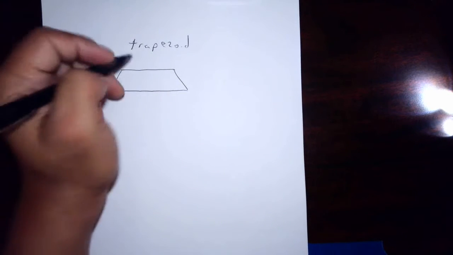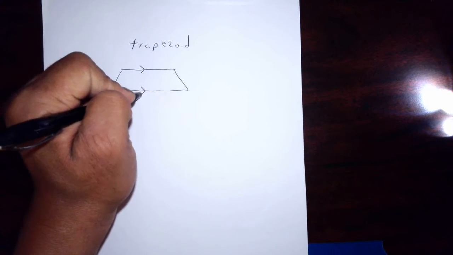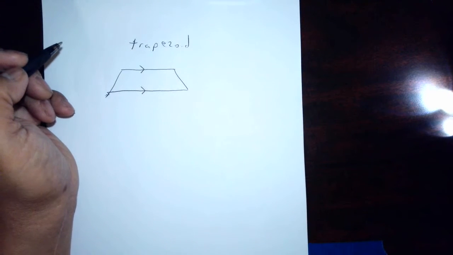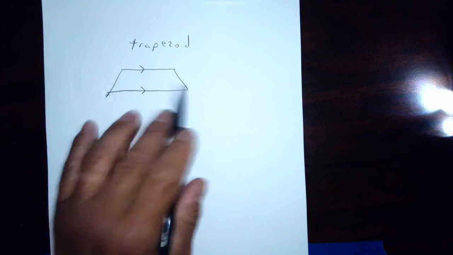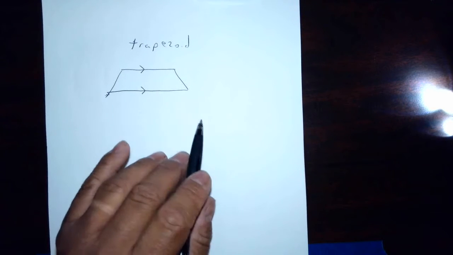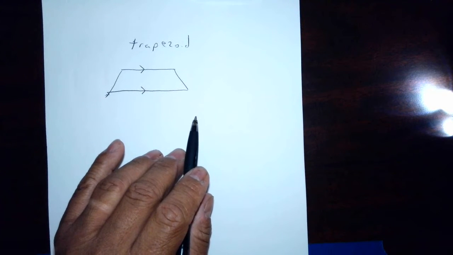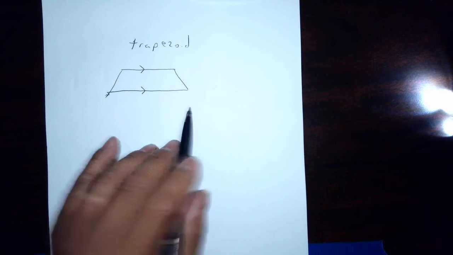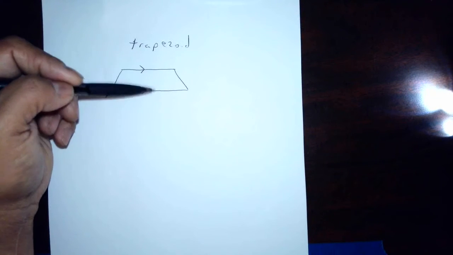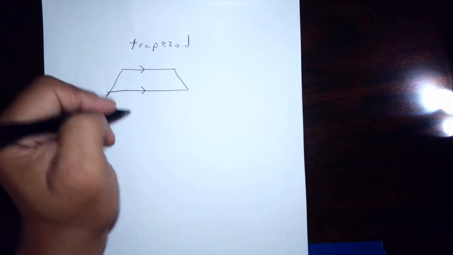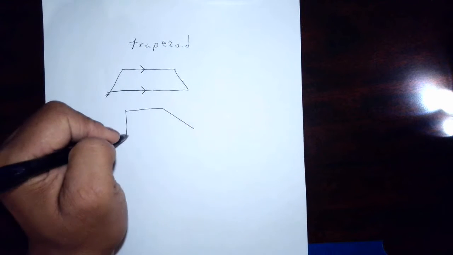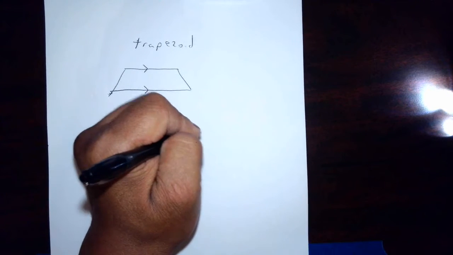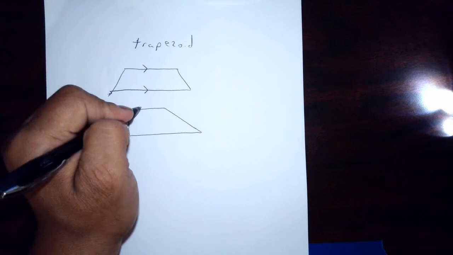For a trapezoid, it only has one pair of parallel sides. Now, opposite sides don't always have to be congruent or the same. For sure, these two are not the same size. These two are. But this is another type of trapezoid.